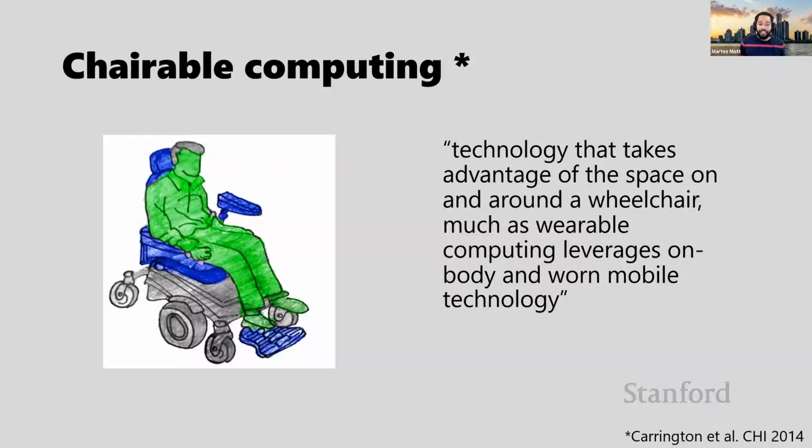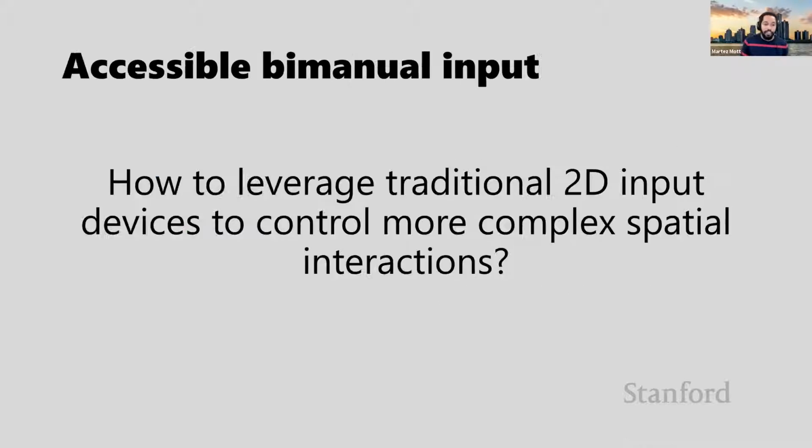so that these devices can sit in places that are really useful and beneficial to the person using them. One thing we were looking at here, the title of the slide is wrong. So forget the accessible bimanual input part, that's coming later. The question we're actually looking at here is: how do we leverage more traditional 2D input devices, things that could fit more comfortably on the form factor of a wheelchair, to complete more complex spatial interactions?